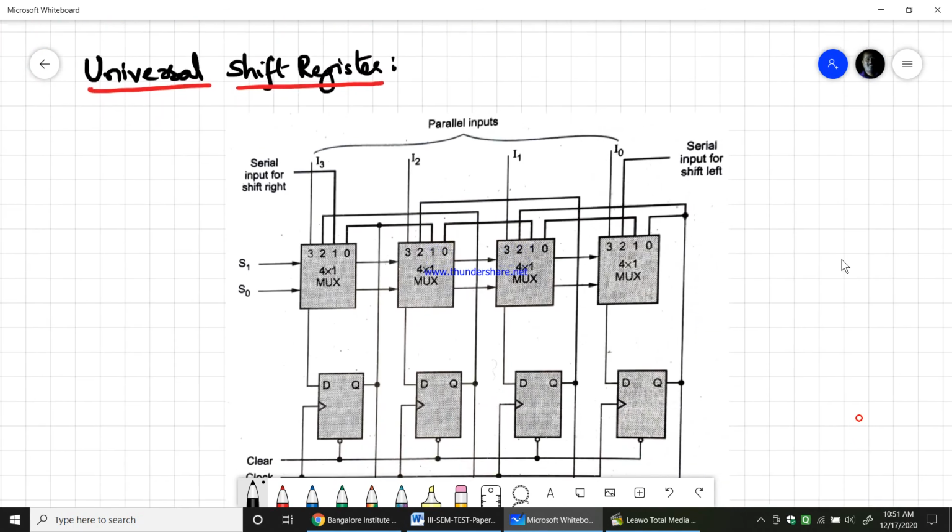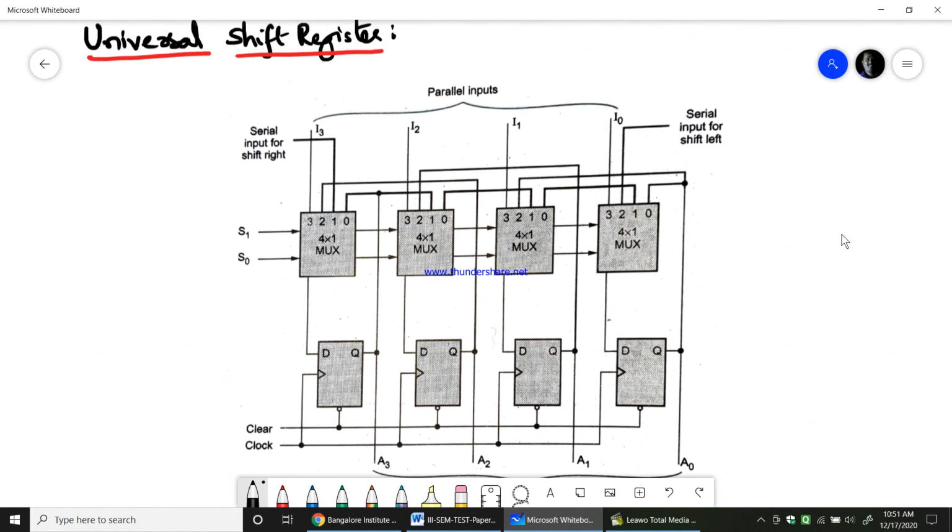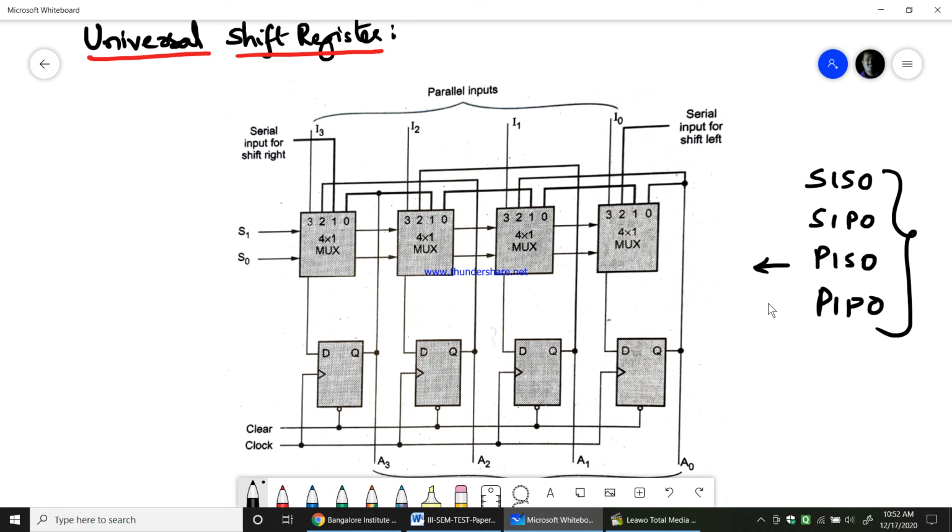Now coming to the universal shift register. Universal shift register means it can work as serial input, it can work as parallel input, serial out. So all of SISO, SIPO, PISO, PIPO, all 4 operations should be done in one single register. So for that particular purpose, multiplexers are used. For each flip-flop, input is connected through a multiplexer. Now the multiplexer is a 4:1 multiplexer. Okay. Now S1 and S0 are there.